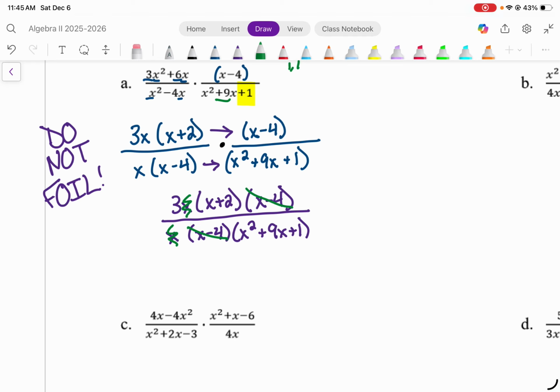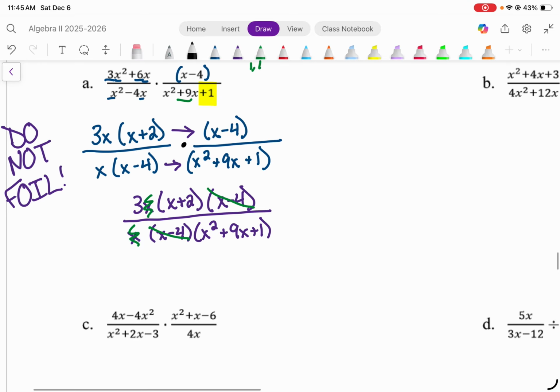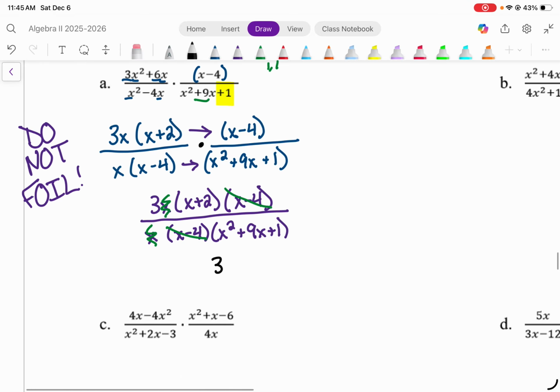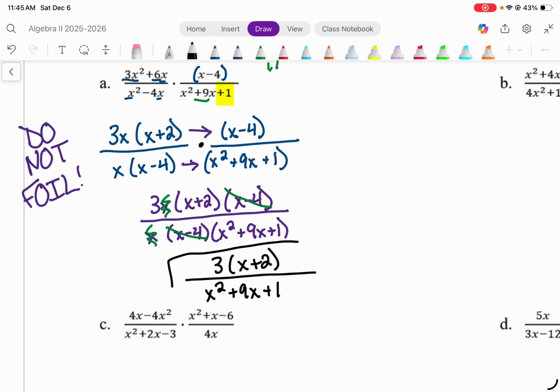Now, there are no other parentheses or terms or variables that are the exact same on the top and the bottom. So that means we have completely simplified, and this is our final answer. So 3 times x plus 2 on the top, and then on the bottom we're left with that x squared plus 9x plus 1. And that is our final answer. If you want to get rid of the parentheses, you can, but that is not required to get full credit.